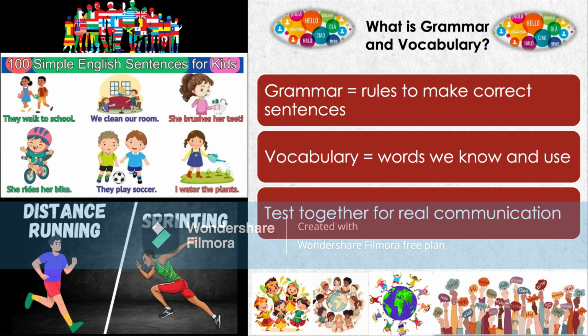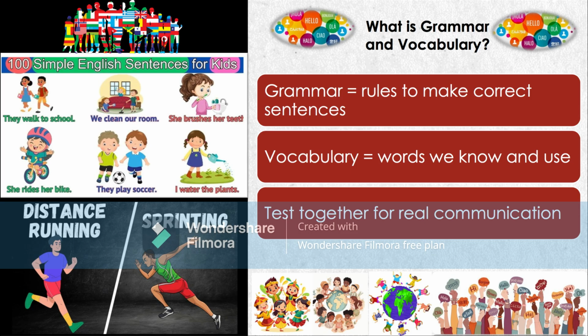Let us start with grammar. Grammar tells us how to put words together correctly so that our sentence makes sense. For example, "he walk to school" is not correct, but "he walks to school" is correct because we add an S when we talk about he, she, or it. Grammar helps us use the right word forms and sentence patterns.